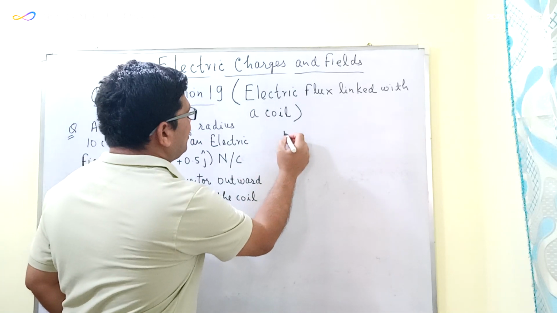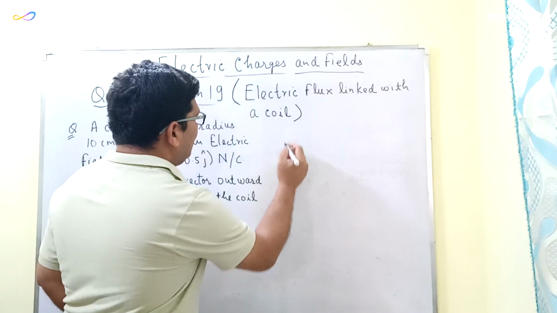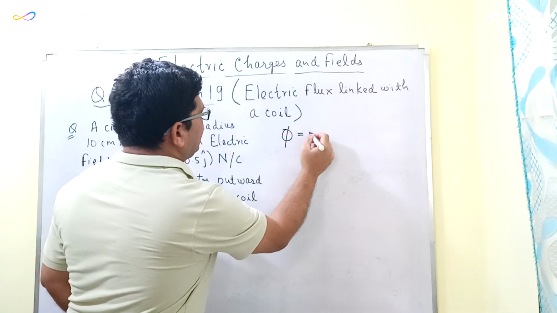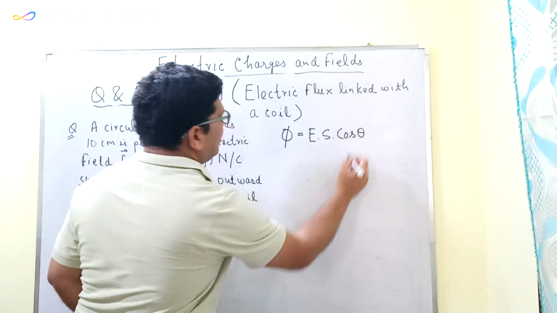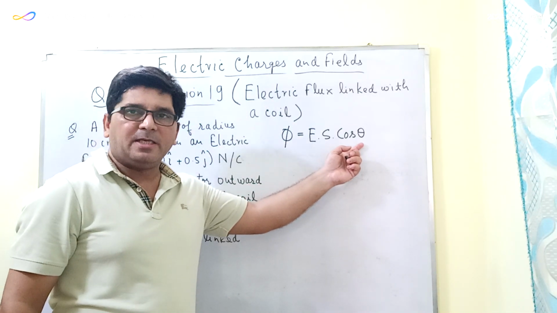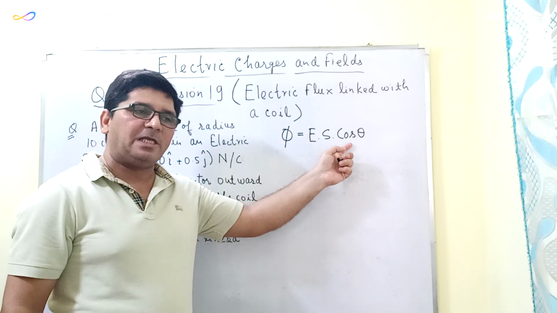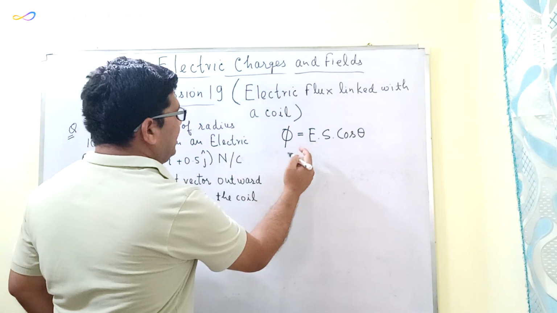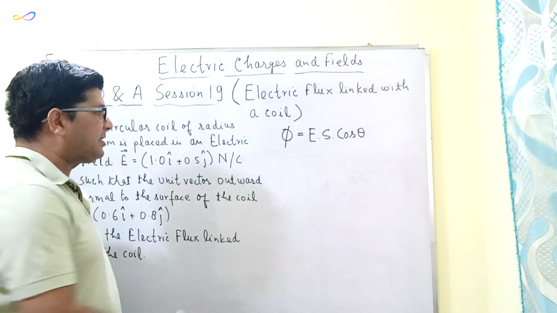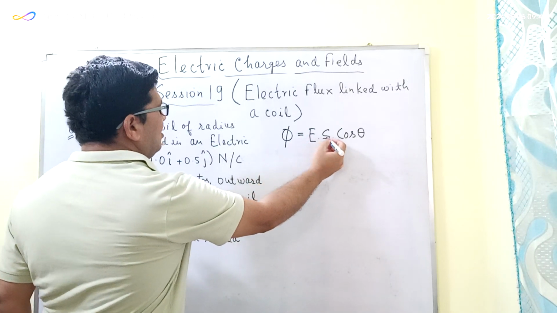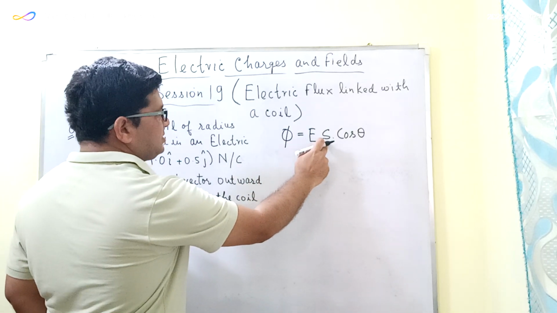So the electric flux linked with the coil is given by phi equals ES cos theta, where theta is the angle between the outward normal to the surface and the direction of this electric field. Here E is the magnitude of this electric field, or you can say the intensity of the electric field. S is the surface area of this circular coil. And here this S is already given to us.